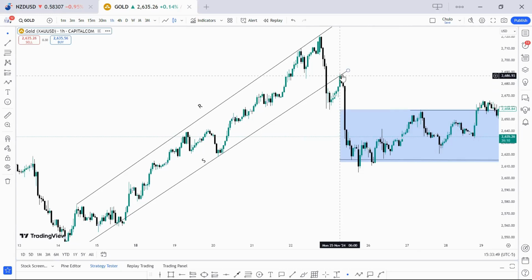It came back to retest it. And after retesting, it pushed down. Meaning our support level now became our resistance level right here.